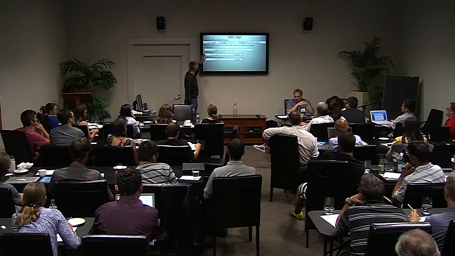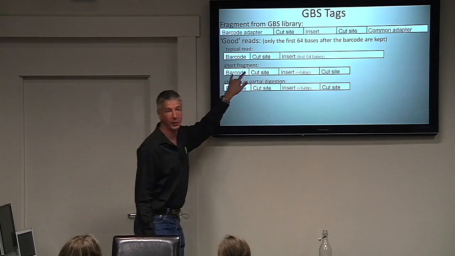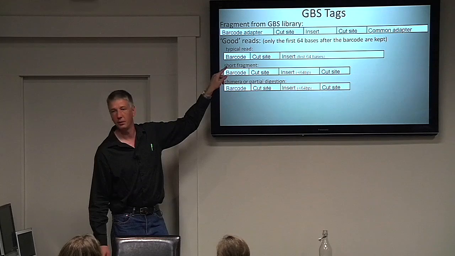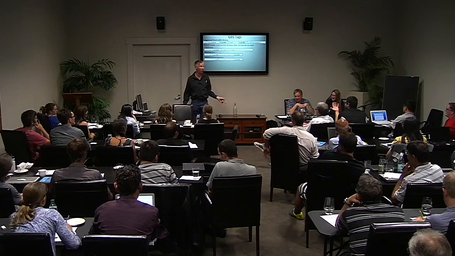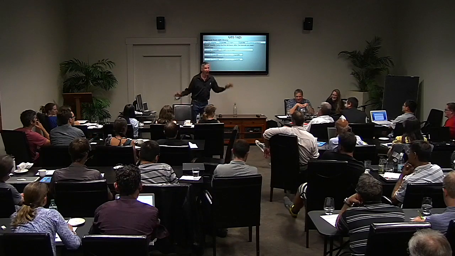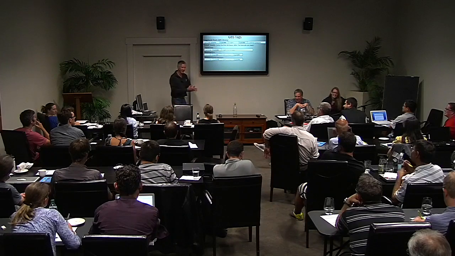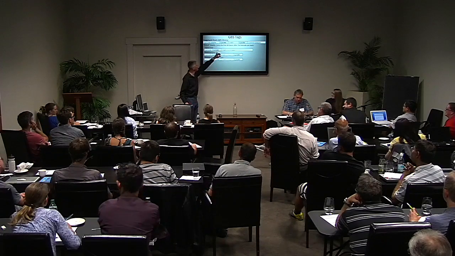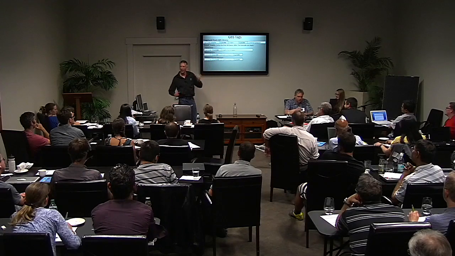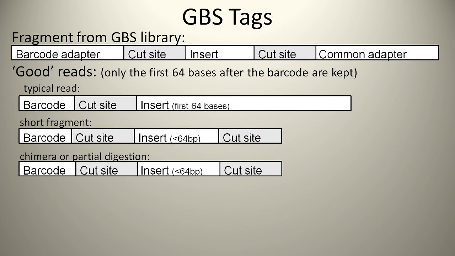So a good read has the barcode, and does anybody know why we need the barcode? I'm looking for audience participation. If you guys don't have this one, we're really in trouble. Why? That's right. You assign it back to the sample. Okay. And then it needs to have the cut site because we're anchoring all these reads to the genome based on the starting cut site, right? So we want that there, so we can make these comparisons and call SNPs. And then the rest of your insert DNA up to 64 bases. Okay. So that's what we're looking for.